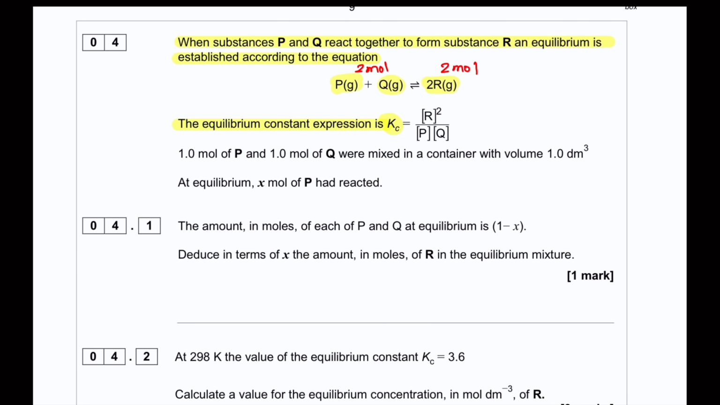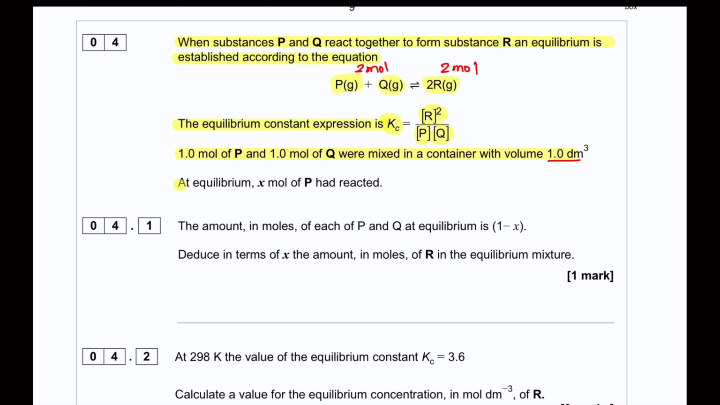So the Kc is already given to us because there are 2 moles of R on the right hand side. So it is R concentration to the power of 2 over P concentration multiplied by Q concentration. 1 mole of P and 1 mole of Q were mixed in a container with the volume 1 dm cube. Whenever the container is 1 dm cube, it's actually a benefit for us because the starting concentration is 1 mole per dm cube for both P and Q.